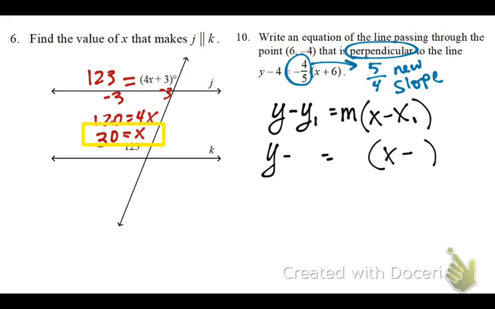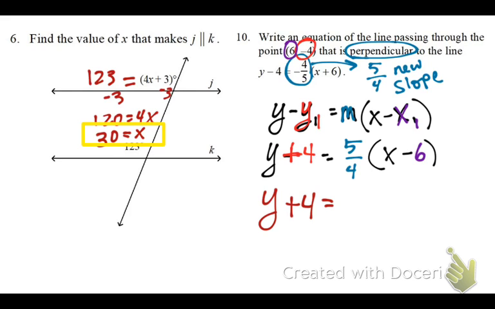All right, so then what is the y I'm going to plug in? Negative 4. When I plug it in, what's going to happen? Turns into a positive. All right, and then we said my slope is 5/4. It's my perpendicular slope. And then what is the x I'm going to plug in? 6. So we got y plus 4 on the left. On the right, we'll do 5/4 x. We'll distribute also 5/4 times negative 6. I'm going to put it over 1.